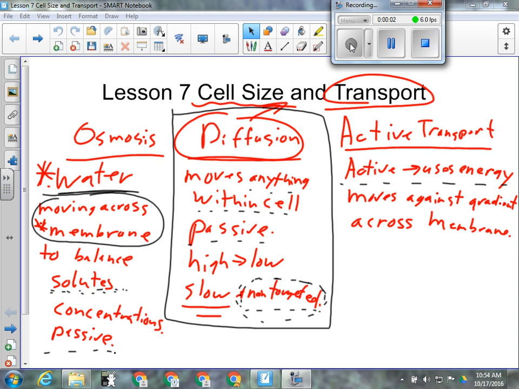Okay, so it's going to be on Lesson 7, cell size and transport. Because it's an activity, you don't have anything in your notes necessarily about this.